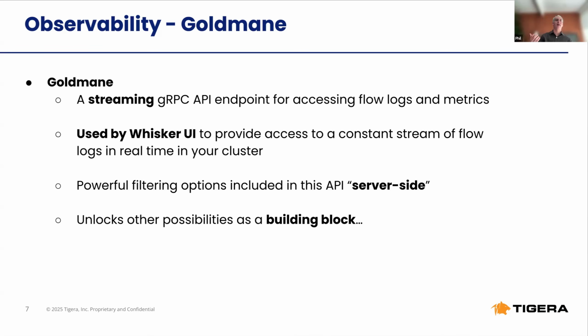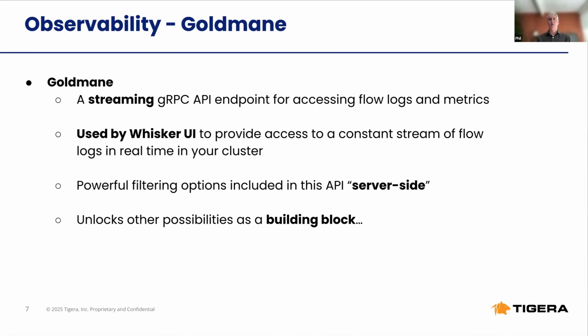Whisker is powered by a new API endpoint that we've delivered. We've nicknamed this API Goldmane, which I think is a pretty cool name. It's something that is leveraged by Whisker to provide that constant stream of flow logs and metrics, and enables some of that visibility and observability. All of the filtering options that are included in the API are server-side, so it performs and scales very well. It's something that we were very conscious of.